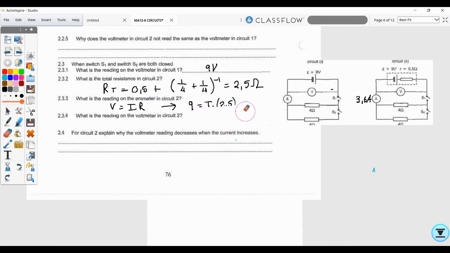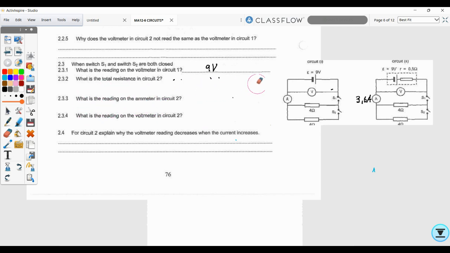So again, already we know that the current went up. Why, when I put something in parallel, does it make the current higher? The resistance decreasing, you're opening more doors. It's easier for the electrons to move because there are more paths for them to follow.